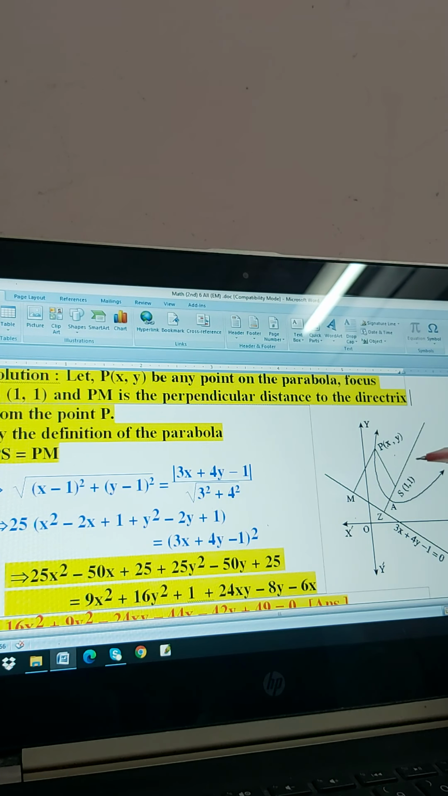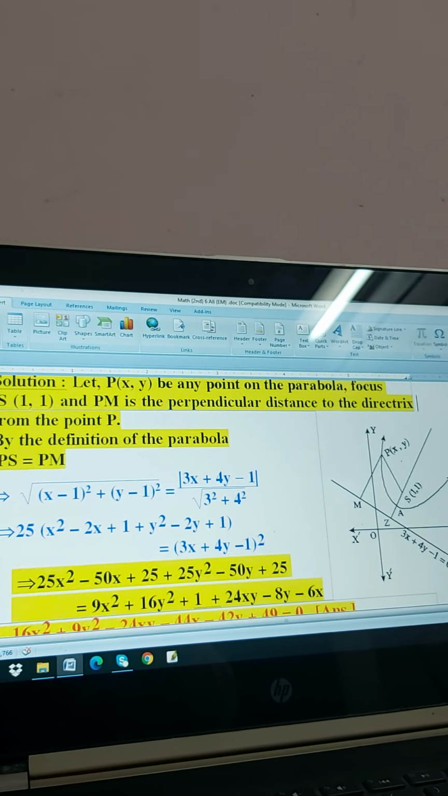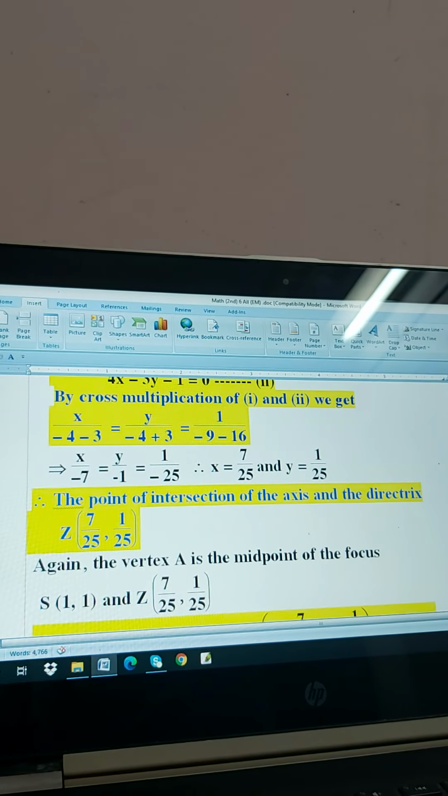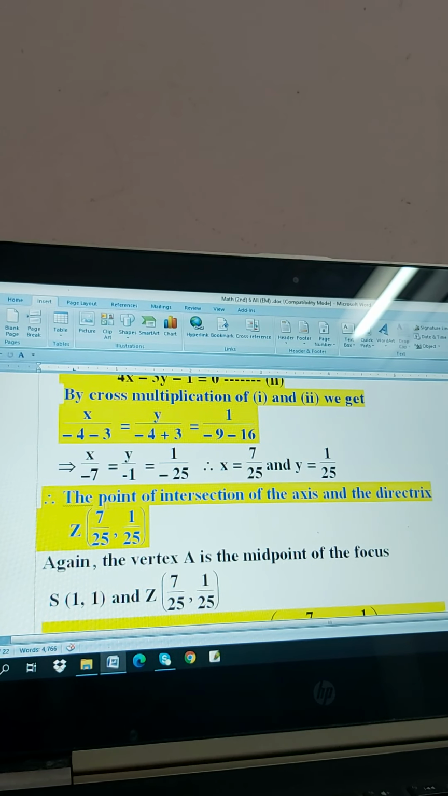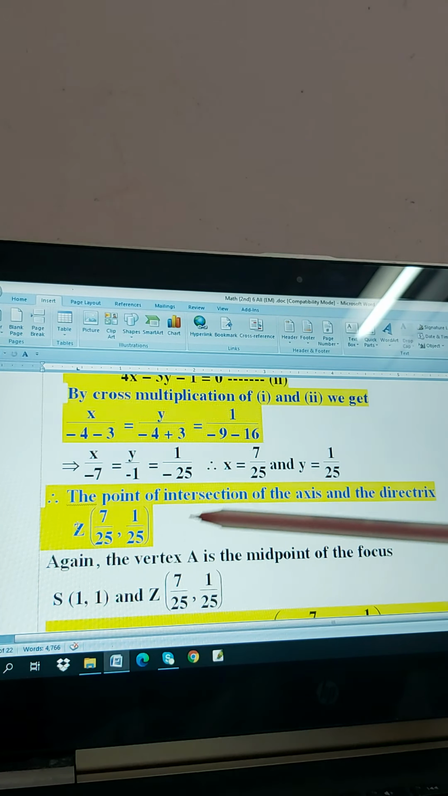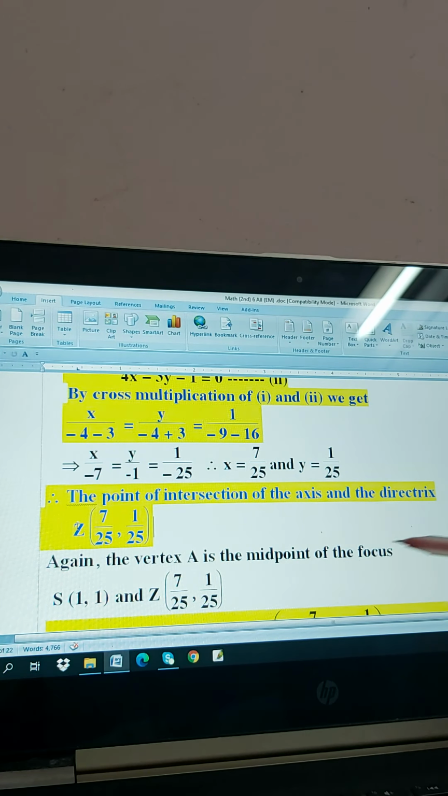After solving the axis and the equation of the directrix, easily we can find the point of intersection Z. That is, this is the point of intersection of the axis and the directrix, Z (7/25, 1/25).